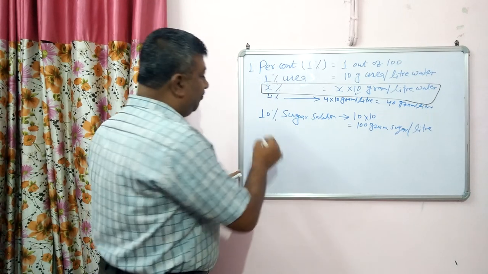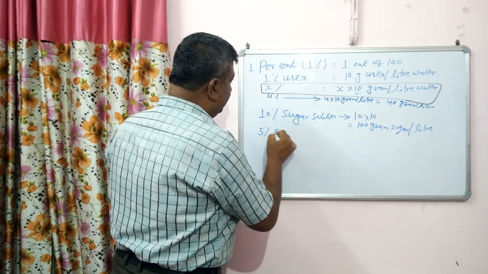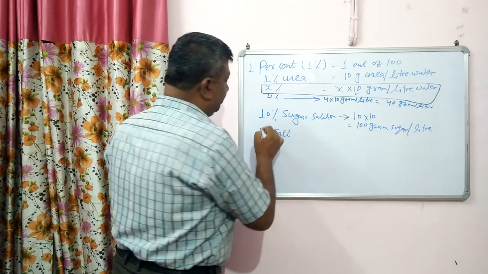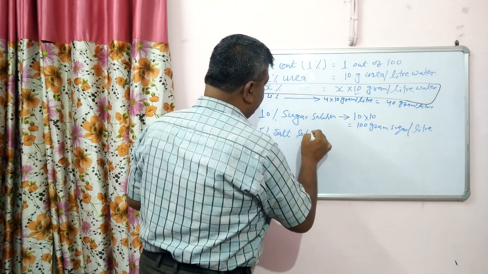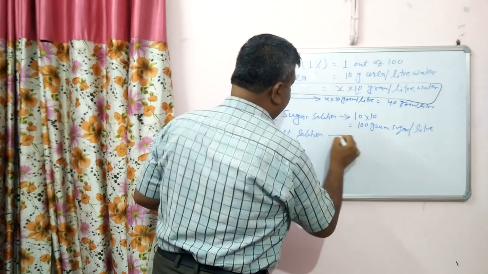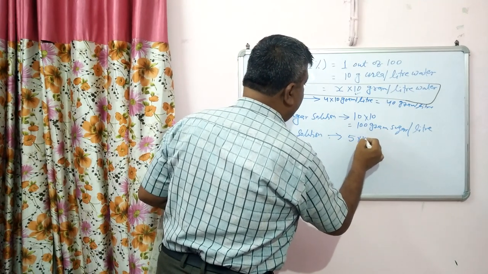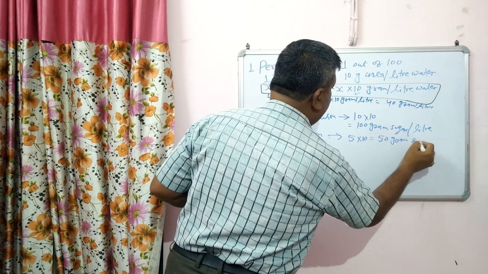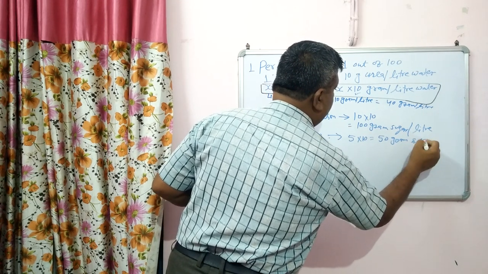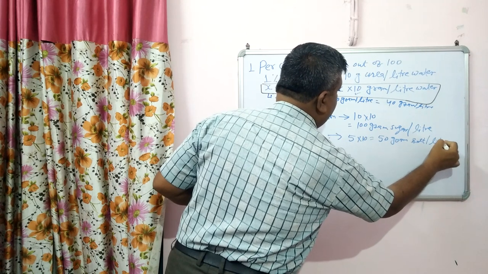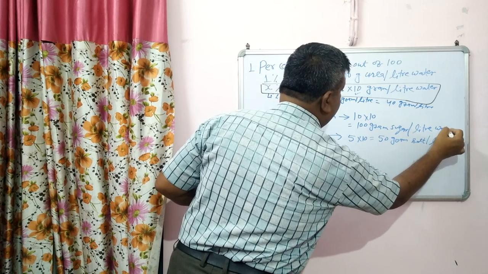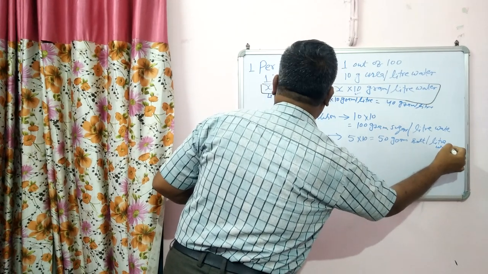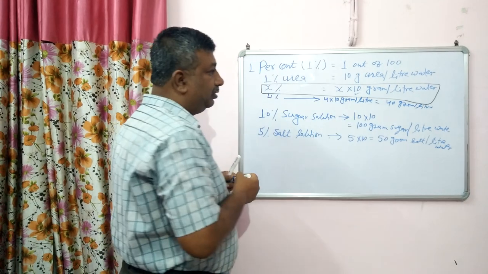Similarly, suppose we want to make a 5% salt solution. Then 5 multiplied by 10 is 50 gram, so 50 gram of salt is dissolved in one liter of water. This is the way we can make a percent solution.